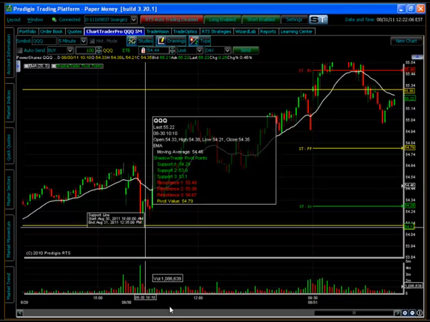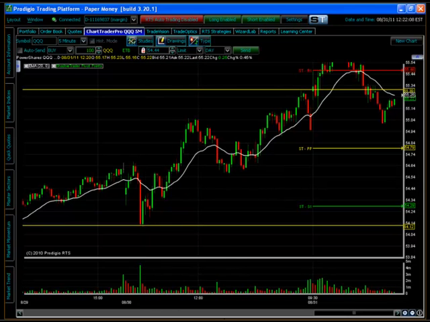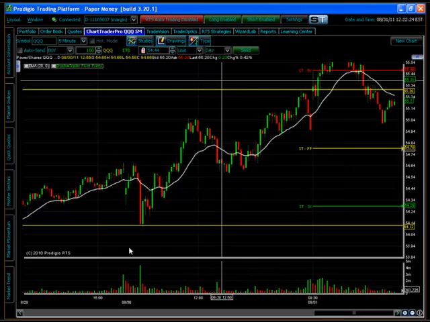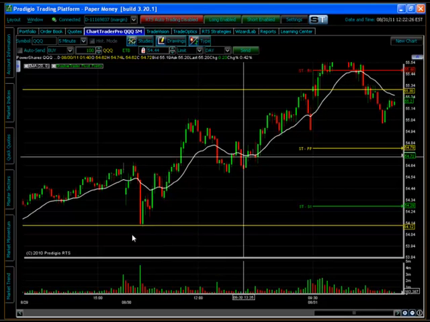There's 3 Qs. They changed that on us, actually. That was fun for the developers because as developers, we use certain symbols a lot in debugging, and one of those is QQQQ, and they changed the symbol on us, so that was fun. But anyway, 3 Qs for the NASDAQ ETF.